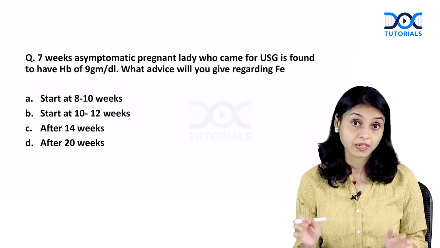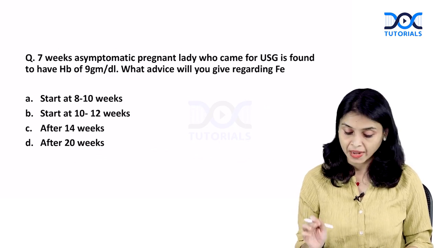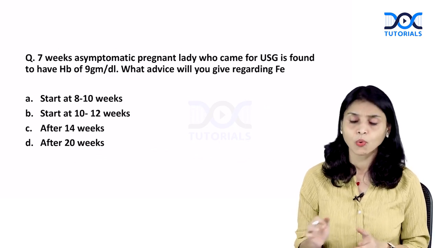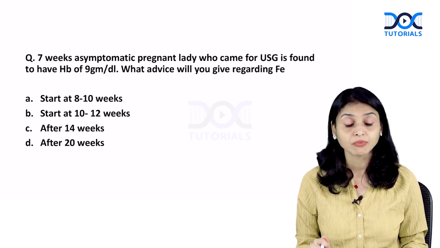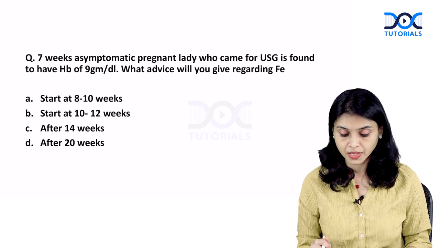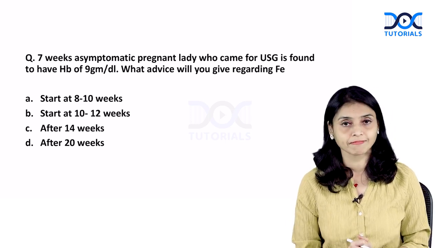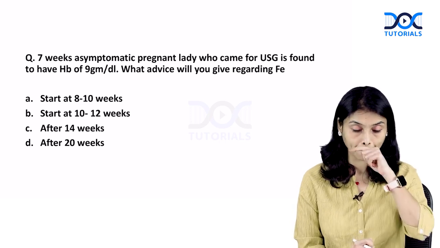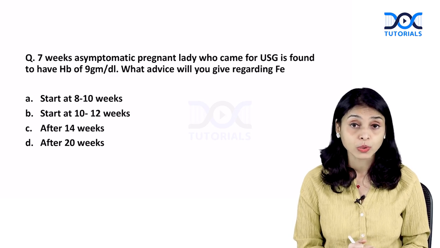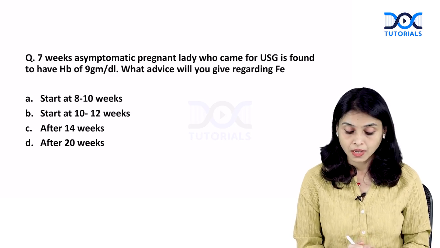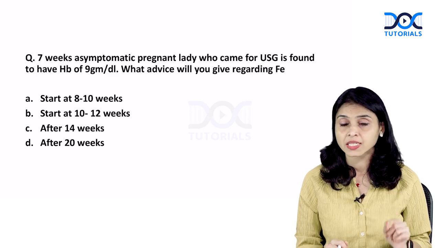Next question is from maternal and child health. A 7-week-old asymptomatic pregnant lady came for USG, and during that visit she was found to have a hemoglobin of 9 gram per deciliter. What advice will you give regarding iron intake? That means iron folic acid. What is your answer? When will you start is a question. By the way, first question, when will you ideally start iron folic acid?